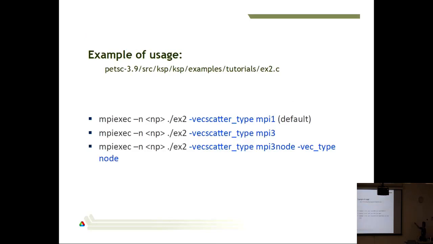Oh, okay, here's an example of how to use this. You don't need to change your application code, just try it with a big scatter type. The last one, you must use the right vector type. Yeah, that's the example.